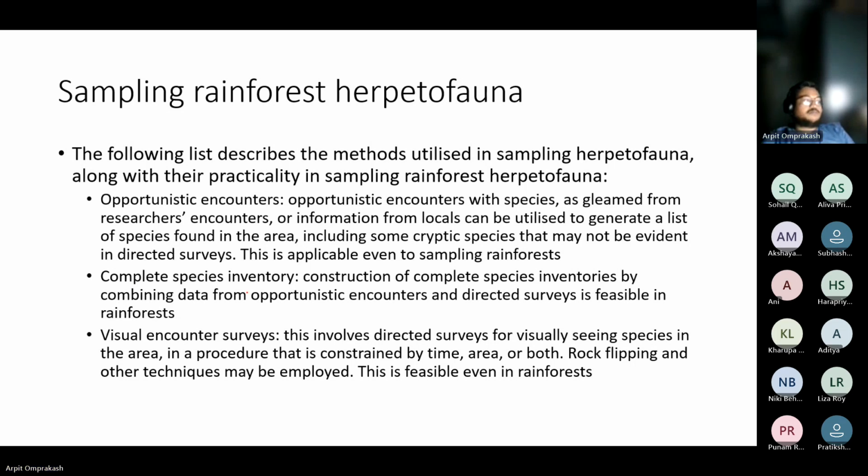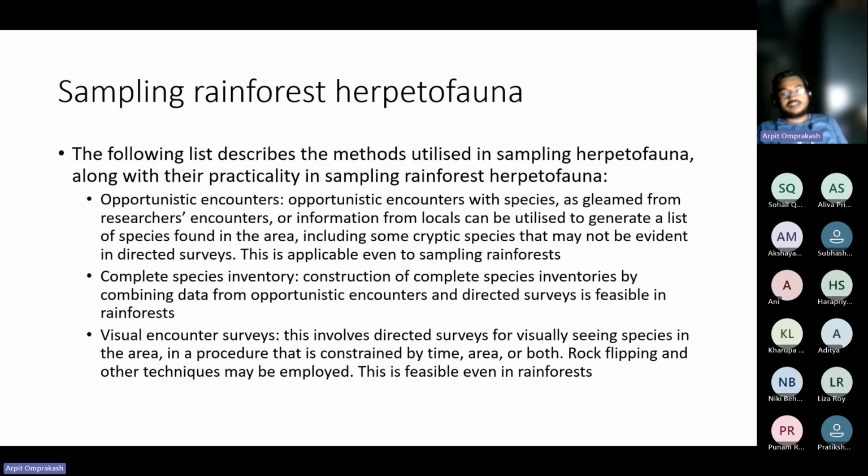A species inventory is when you take the data from directed surveys and opportunistic encounters together and try combining them to get at how many different species there are in the given area. So basically, estimating the complete number of different species and their population characteristics will be a complete species inventory.